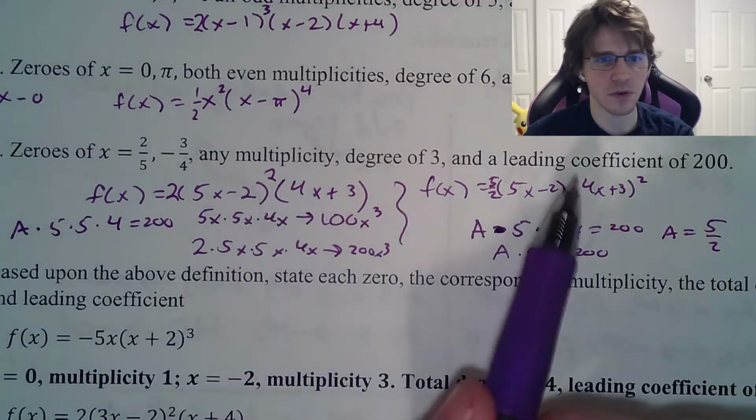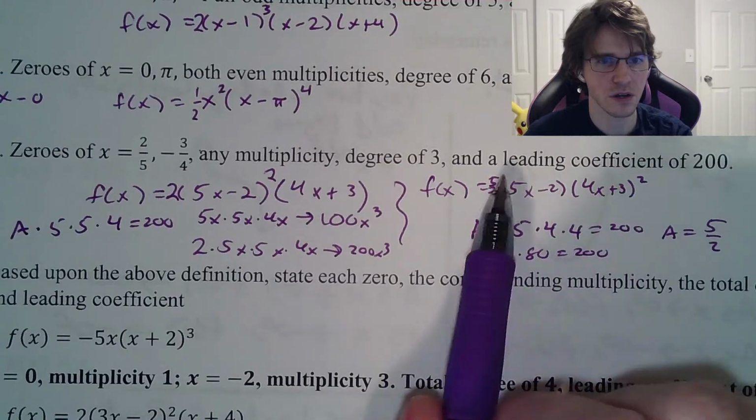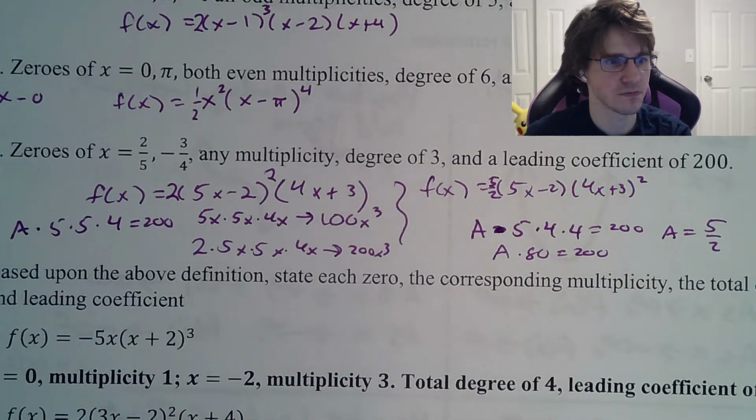So these are the two possible correct answers. If you chose to put the square here, the 2 is in front. If you chose to put the square there, you get 5 over 2 in front. Not too bad. Let's do the next set of questions.